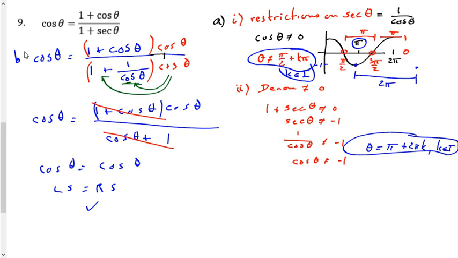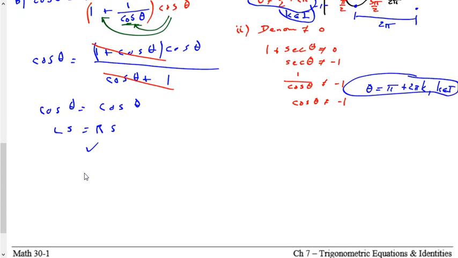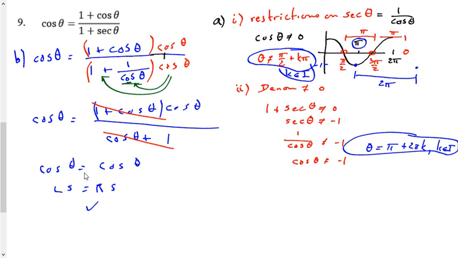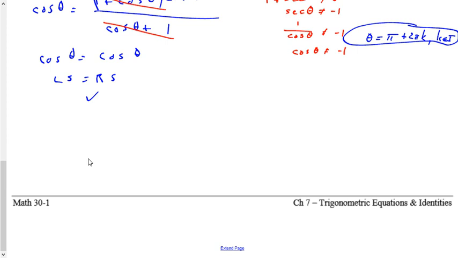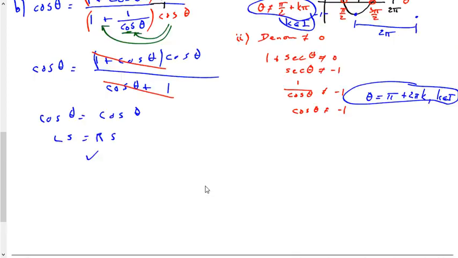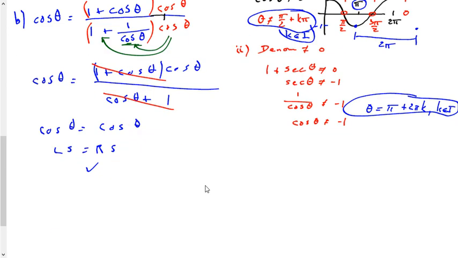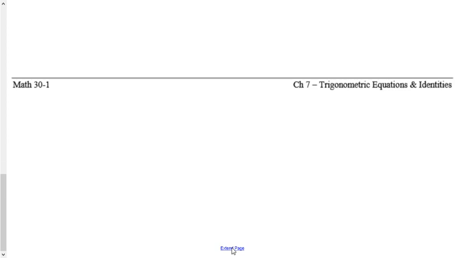Could you do the one with the exact values? For verifying? Yeah, so we weren't asked to do that for this question, but we could do it. So let's pick a different angle this time. Let's use pi by 4 to verify. Okay. Let me see. Cos over 1 plus secant.